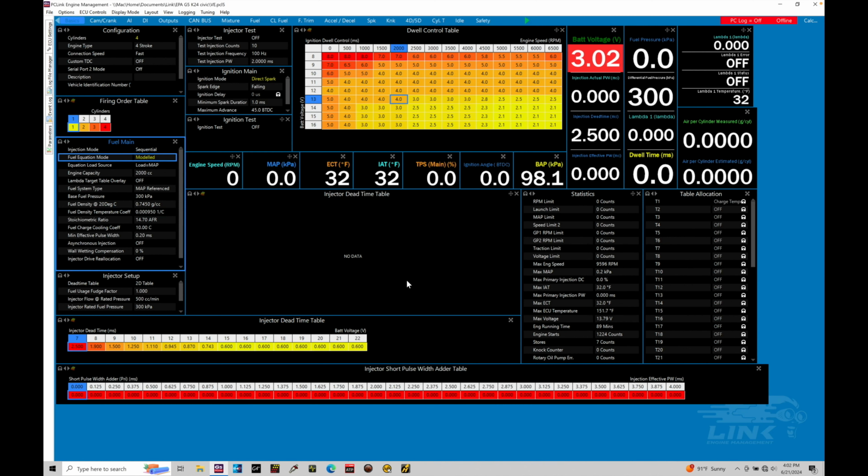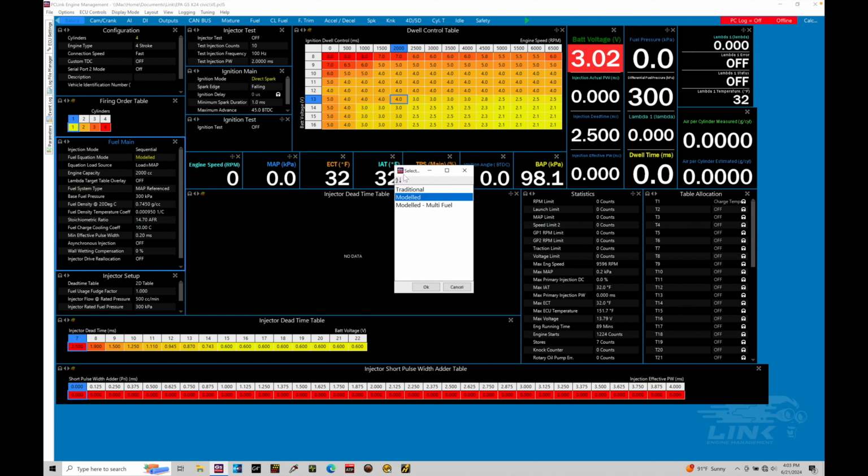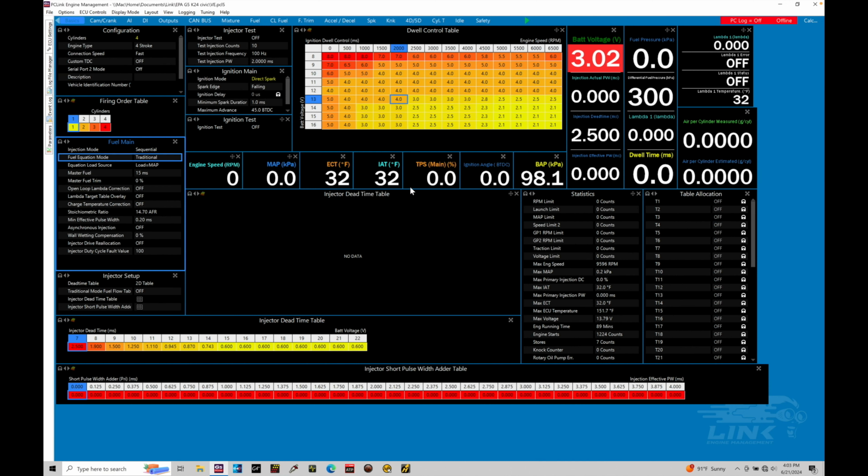So let's jump in here and take a look at what we have going on within our model mode in our airflow air mass strategy. So what we have here, we can take a look under fuel equation mode. I have it turned on right now to model from traditional. When you usually open up your file, most of the base files will be set to traditional. Link does this because it's an easy way to calibrate and tune within the system.